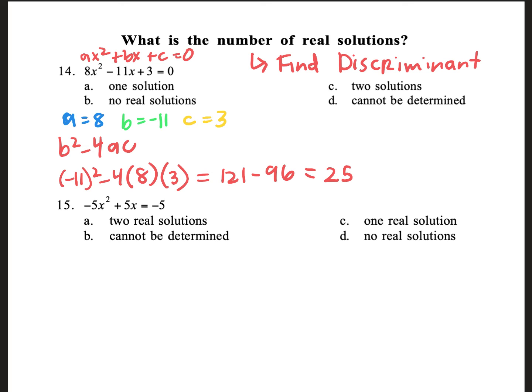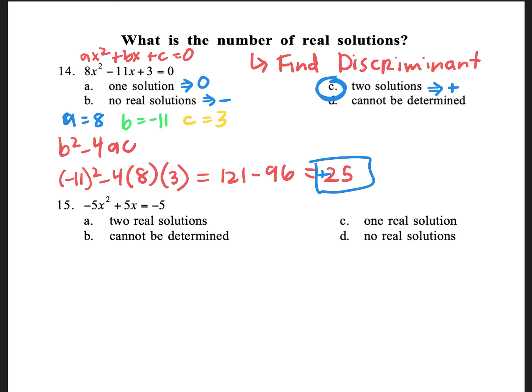Really what you're looking for here is, is your answer positive, is it 0, or is it negative? If it's positive, you're going to have 2 real solutions, so this gives me a positive number. If it's negative, you're going to have no real solutions, and if it equals 0, you have 1 solution. So for this one, we got a positive 25, so we're going to have 2 solutions.